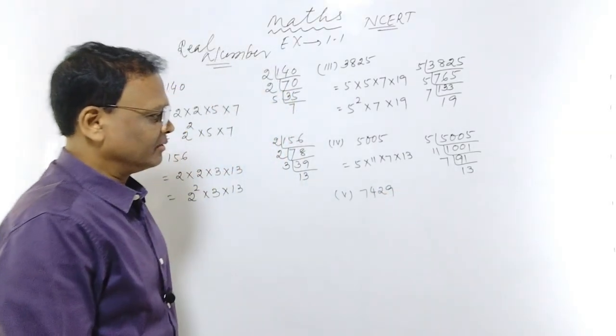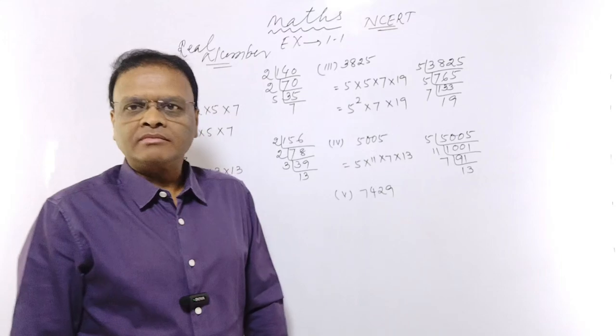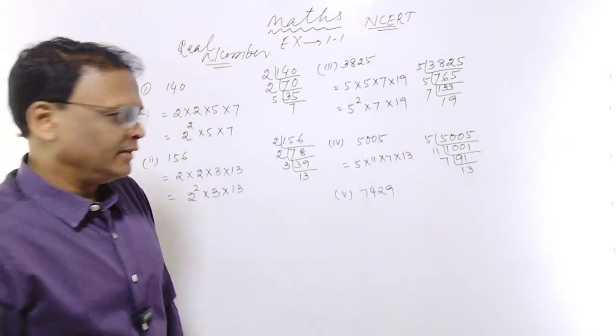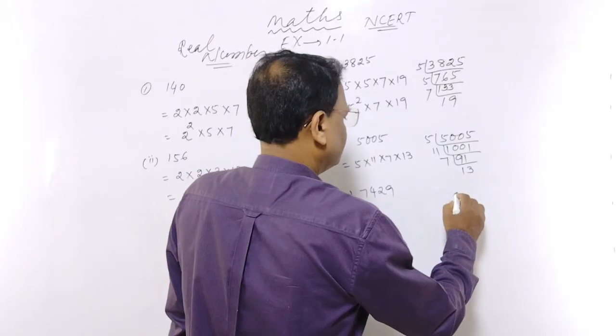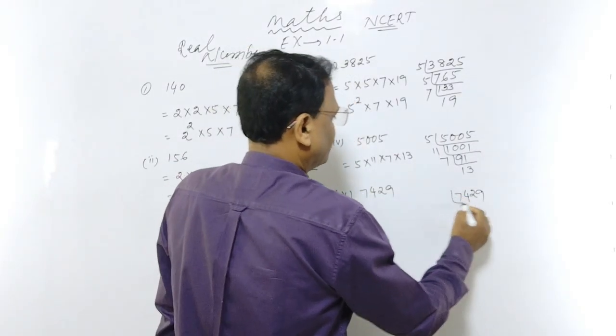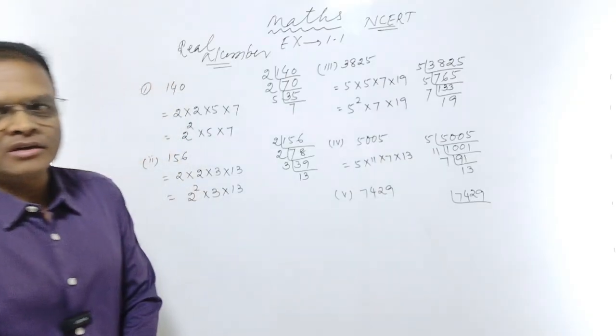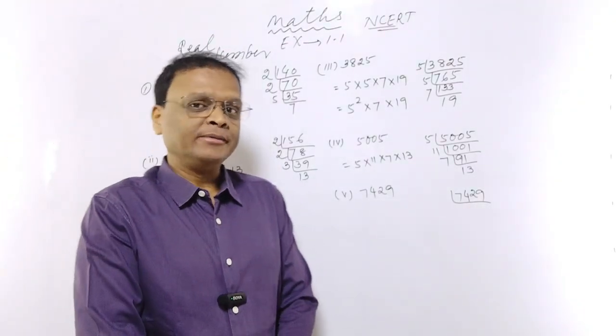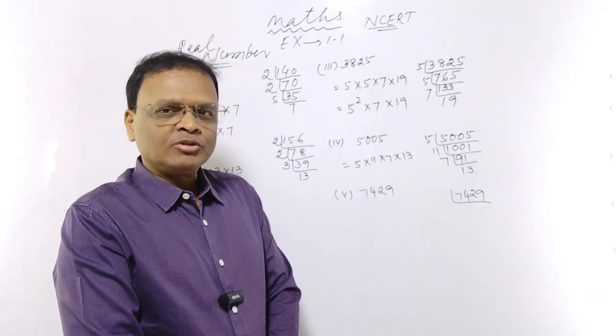7429. This is the fifth one. Okay, 7429. If I start with this one, now you think of it, with which number can we start? 7429, is it divisible by 2?